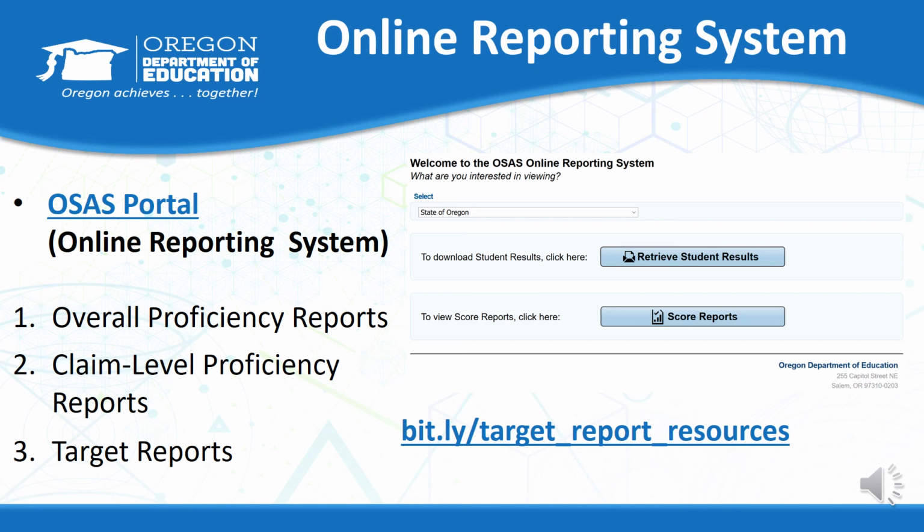Overall Proficiency Reports identify the number of students proficient or higher in both math and English language arts. Claim Level Proficiency Reports identify the number of students in each achievement level by content claim. Using these claim level reports, an educator could see how many students are performing below proficiency, nearly meeting, proficient, or exceeding in each of the 4 ELA and mathematics claim areas.